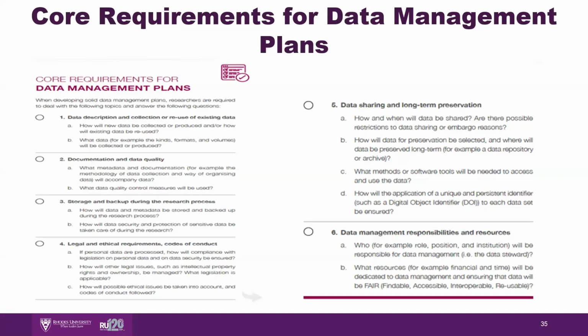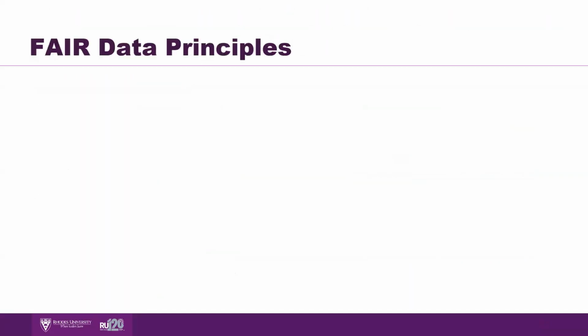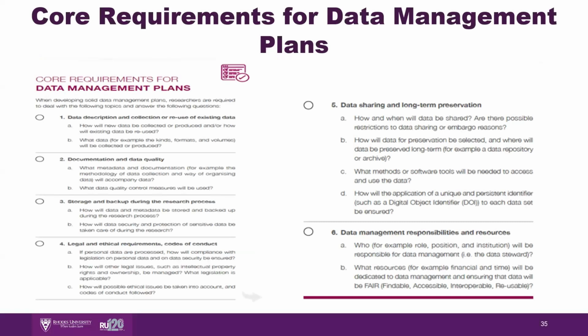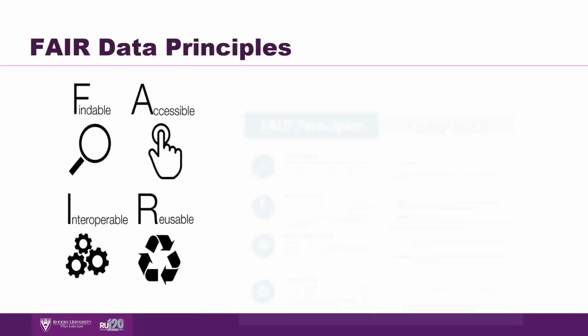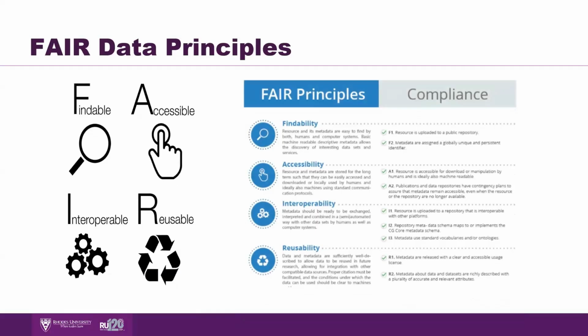So once you arrive at this stage, what you'll be focusing on is stage 5, which is data sharing and long-term preservation. And what you see on the screen is really the structure of the data management plan based on what are known as the core requirements for data management plans. And there's also the aspect of FAIR data principles, that is findability, accessibility, interoperability, and reusability.